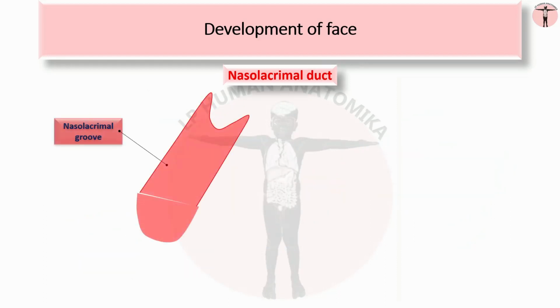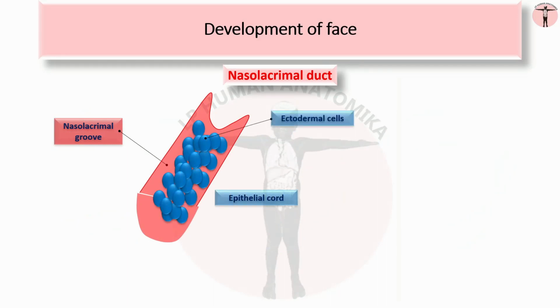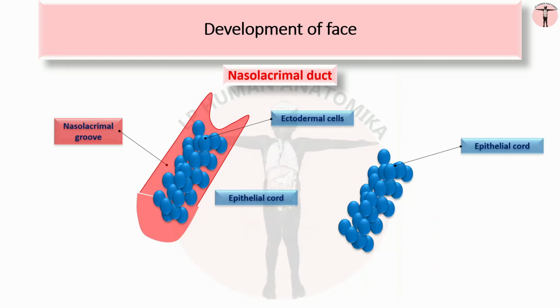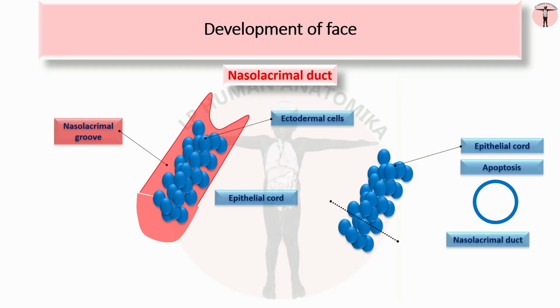In the floor of the nasolacrimal groove, the ectodermal cells first proliferate to form a solid epithelial cord of cells. This epithelial cord then detaches from the overlying ectoderm. When we take a section across and look at it, this is how it is seen from one end. Now the epithelial cord of cells in the center disappears due to apoptosis, that is the programmed cell death, and a canal is formed which is called the nasolacrimal duct.